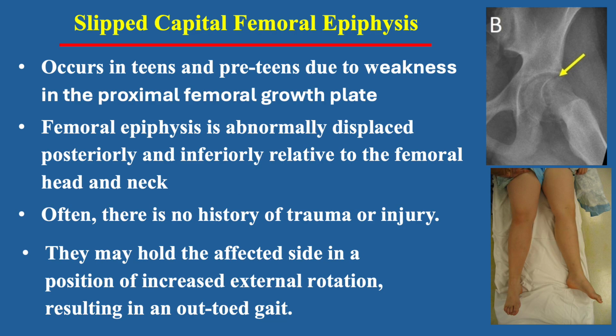A slipped capital femoral epiphysis, or SCFE, occurs in teens and preteens when the femoral epiphysis is abnormally displaced posteriorly and inferiorly relative to the femoral head and neck. Often there's no history of trauma or injury. The cause is unknown, but it occurs most often in periods of rapid growth.